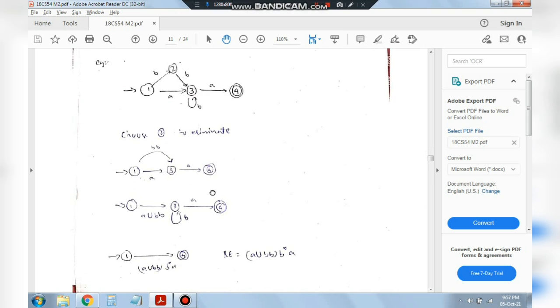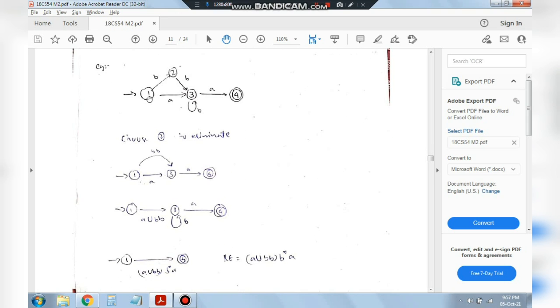Okay, so let's solve another example. Here we have 1, 2, 3 and 4. Starting state, ending state connected with B's and A's. So we have to eliminate any one of these from this diagram. What I will choose to eliminate is 2. If I eliminate 2, what is the path going through 2? B, B. Instead of that, I'll just write directly B, B.